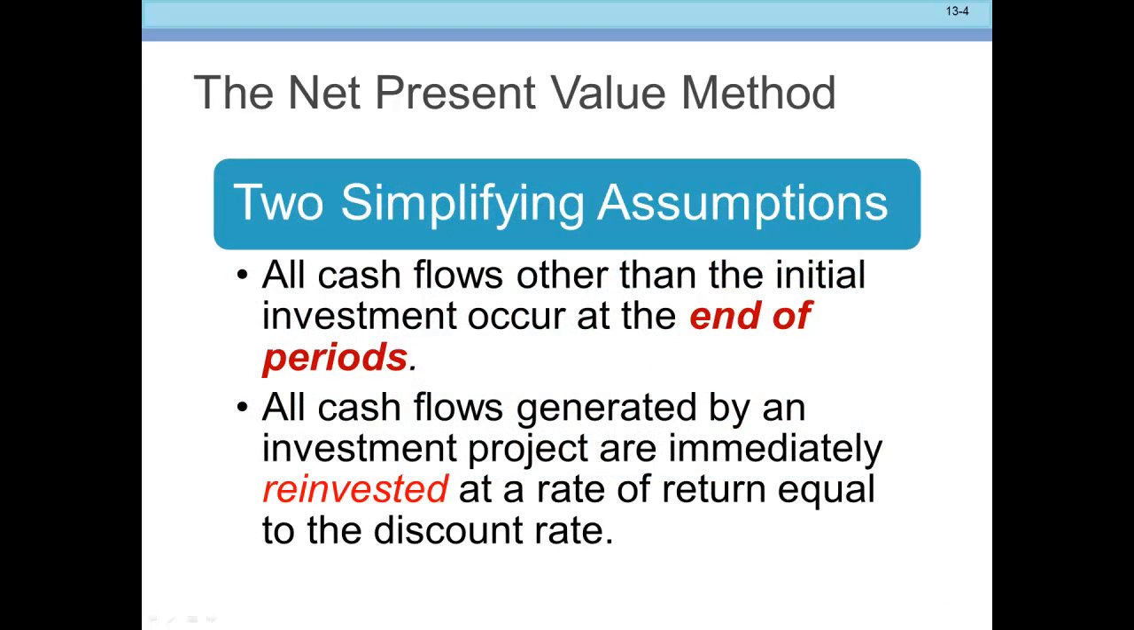We are making two assumptions to help keep things simple. The first assumption is that all cash flows other than the initial investment occur at the end of periods. The second assumption is that all cash flows generated by an investment project are immediately reinvested at a rate of return equal to the discount rate. If we don't make these two assumptions, the present value calculation gets a whole lot more complicated.